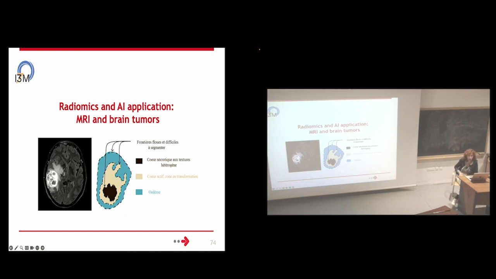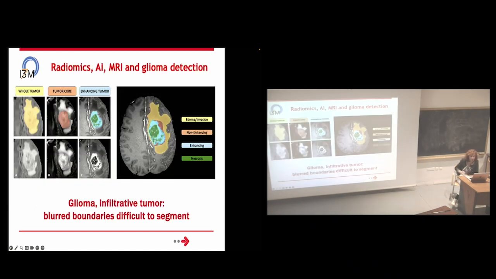So now I will show you some results we have obtained in my lab, to begin with brain tumors. So I first present you an application for the segmentation of glioma. Glioma are the most common primary brain tumors, with different degrees of aggressiveness. It's an infiltrative tumor, so not so easy to segment, even for the radiologist.